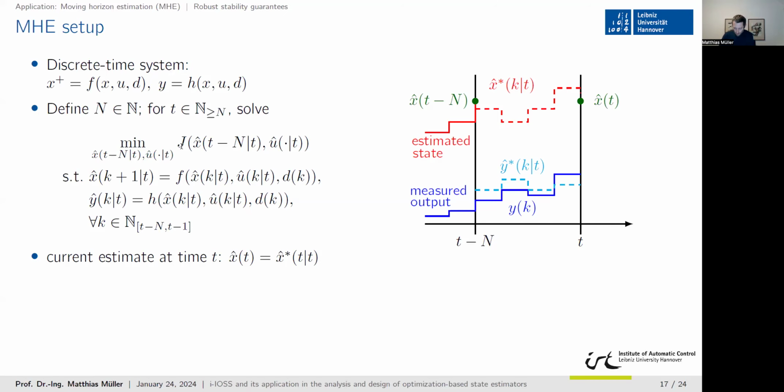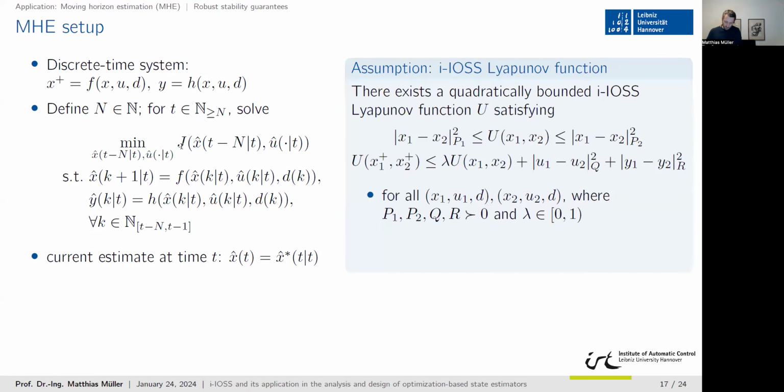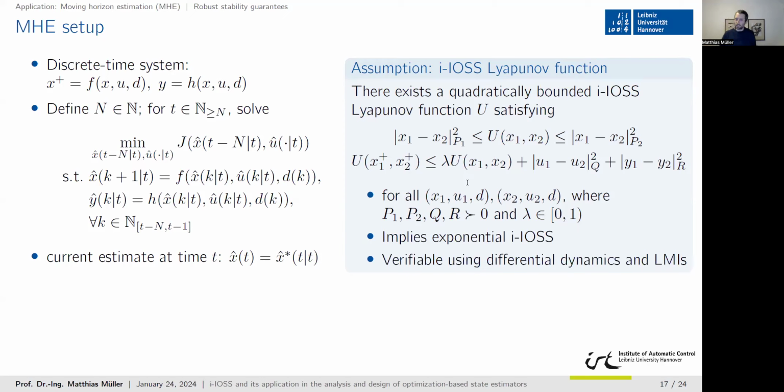Now, how do I choose this cost function J? Before I specify that, let us discuss the assumptions. I just assume that I have such a quadratically bounded ISS Lyapunov function, meaning that our system is exponentially incremental input-output state stable. That's just a discrete time version, again with these lower and upper bounds, and here the corresponding dissipation inequality in discrete time. As I mentioned, this implies exponential incremental input-output state stability, and as in the continuous time case, this is verifiable using the differential dynamics of the discrete time system and then transforming it into a set of LMIs.